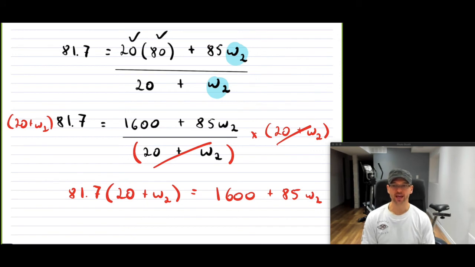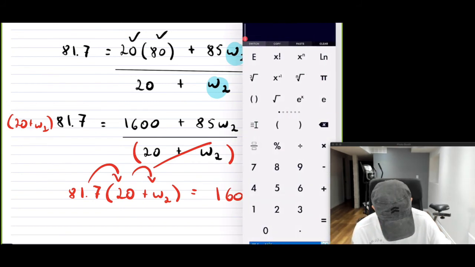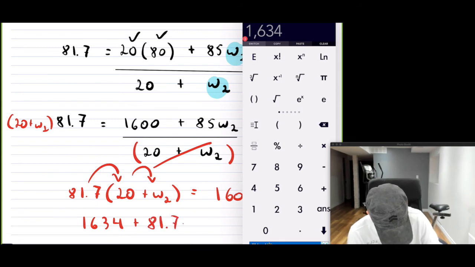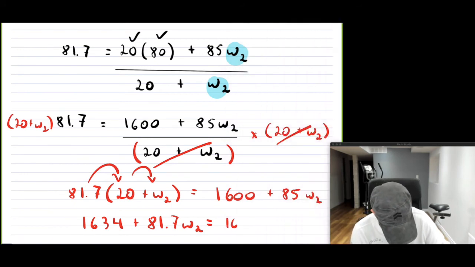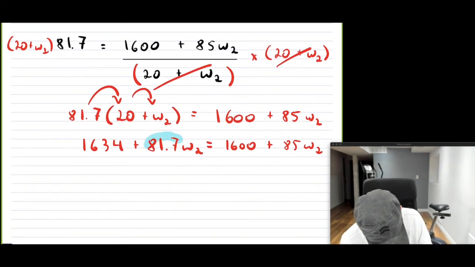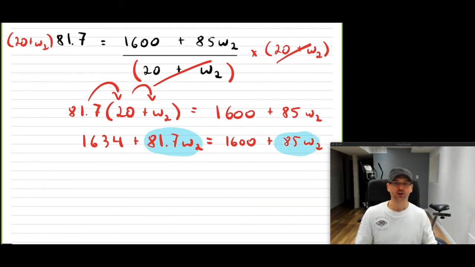So now in this case, I'm going to get rid of the bracket. I'm going to distribute this across here. So let's do that. So I have 81.7 times 20, so that's going to be 1634 plus 81.7 W2 equals, let's get rid of this for now, right? So plus 85 W2.